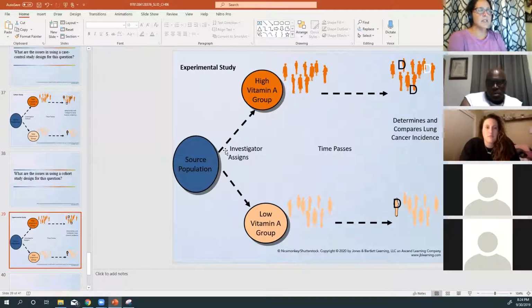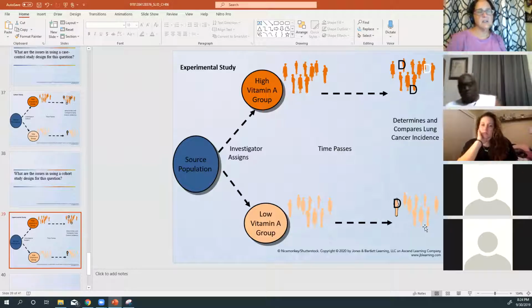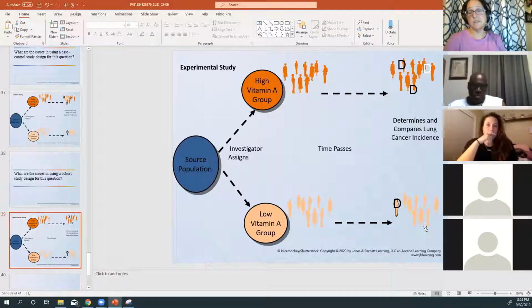What is happening here? We have a source population, and we are now going to say, you guys are going to get high vitamin A, and you guys are going to get low vitamin A, and then we're going to follow you over time and compare lung cancer incidence. So what are some of the strengths and weaknesses of this study? And we've been focusing on weaknesses. So what are some of the weaknesses in this study?